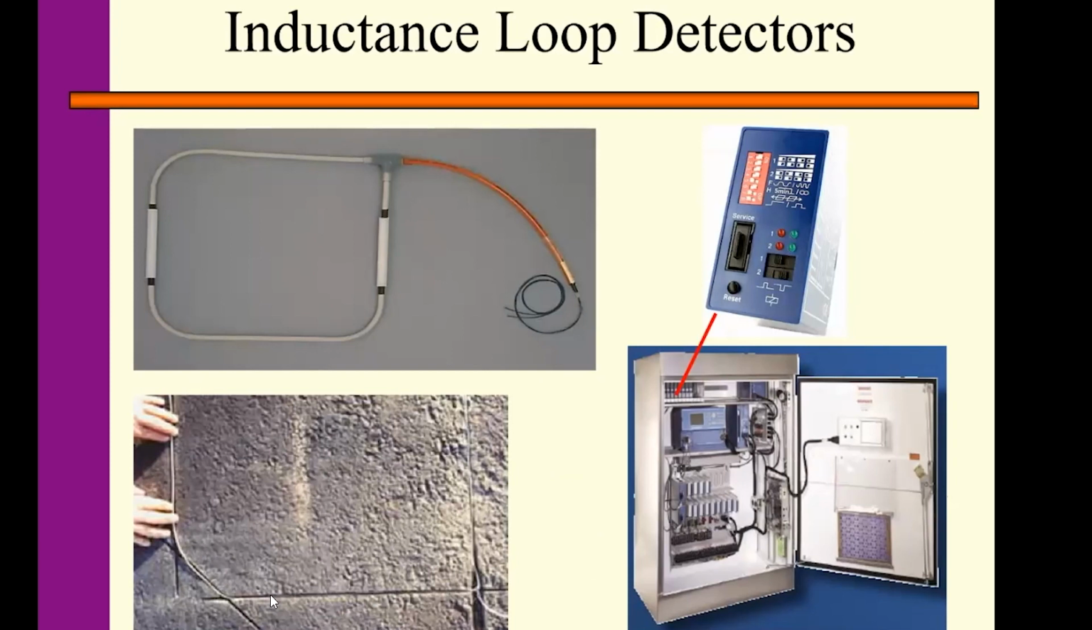So we want the sensors sensitive enough to detect small vehicles, even motorcycles or bicycles. So you cannot put them too deep. You have to put them on the surface, just embedded on the surface. And this is the controller.